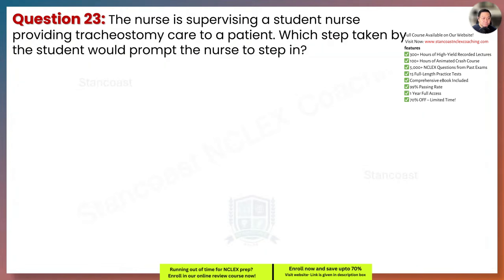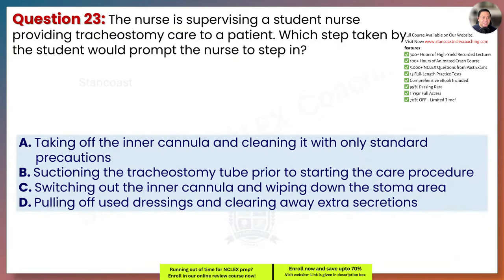23. The nurse is supervising a student nurse providing tracheostomy care to a patient. Which step taken by the student would prompt the nurse to step in? A. Taking off the inner cannula and cleaning it with only standard precautions. B. Suctioning the tracheostomy tube prior to starting the care procedure. C. Switching out the inner cannula and wiping down the stoma area. D. Pulling off used dressings and clearing away extra secretions.